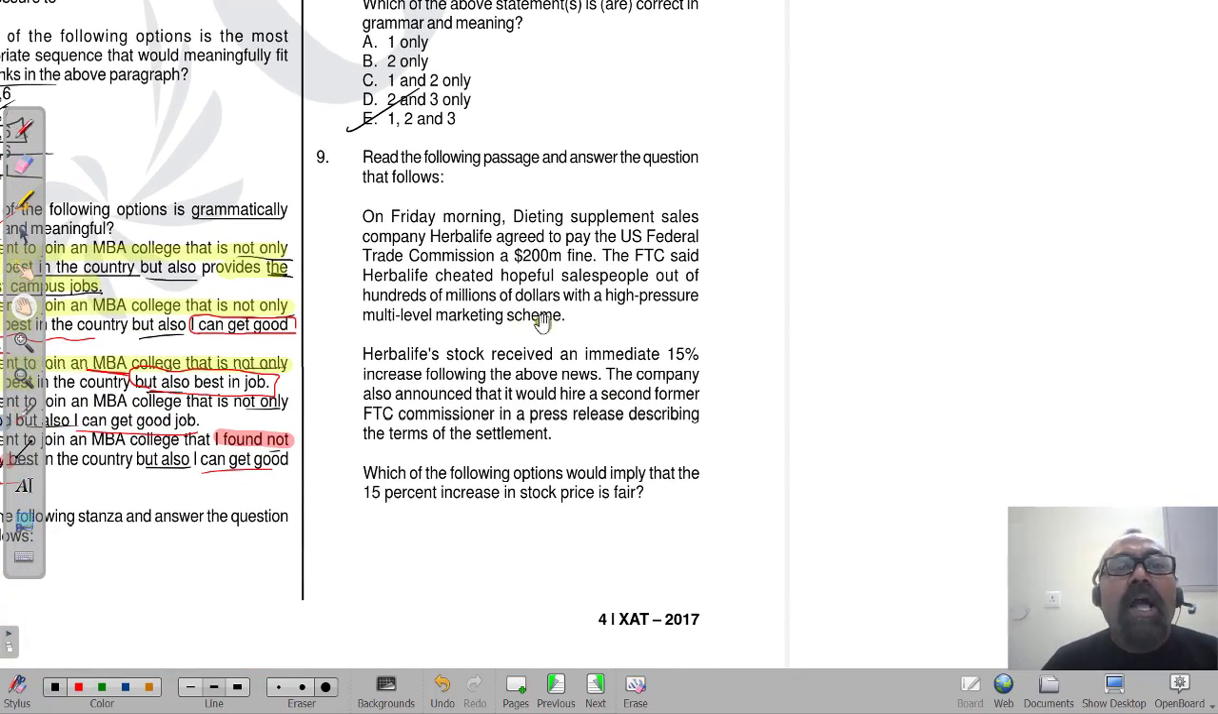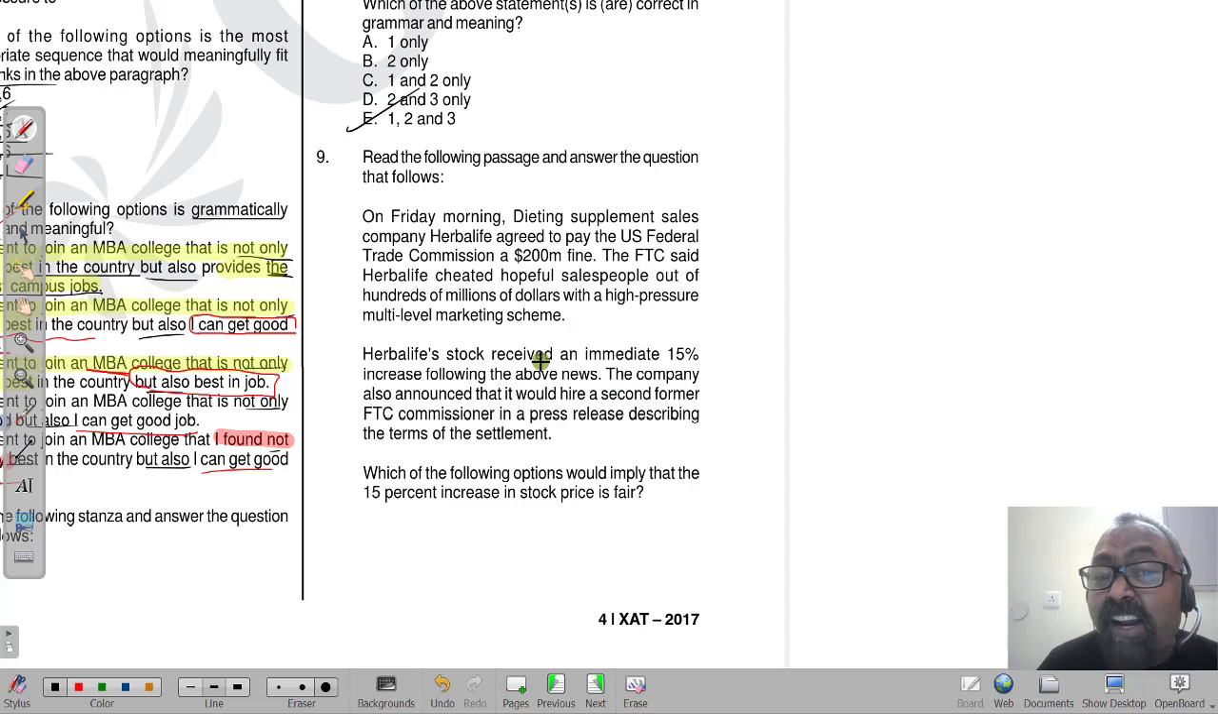Let's look at 9. Read the following passage and answer the question that follows. On Friday morning, dieting supplement sales company Herbalife agreed to pay the US Federal Trade Commission a $200 million fine. The FTC said Herbalife cheated hopeful salespeople out of hundreds of millions of dollars with a high-pressure multi-level marketing scheme. Herbalife stock received an immediate 15% increase following the above news. The company also announced that it would hire a second former FTC commissioner in a press release describing the settlement.